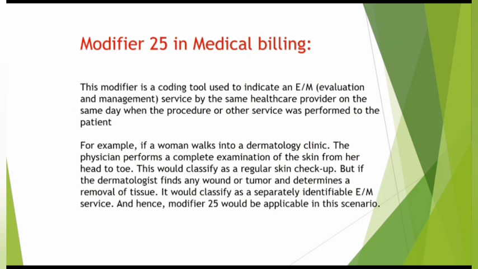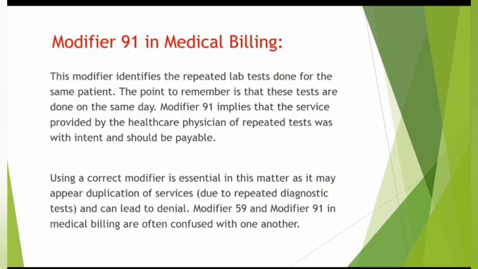For example, if a woman walks into a dermatology clinic, the physician performs a complete examination of the skin from her head to toe. This would classify as a regular skin checkup. But if the dermatologist finds any wound or tumor and determines a removal of tissue, it would classify as a separately identifiable E/M service, and hence, Modifier 25 would be applicable in this scenario. Modifier 91 in medical billing.